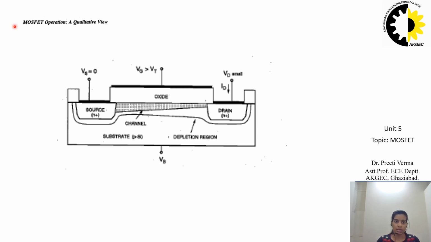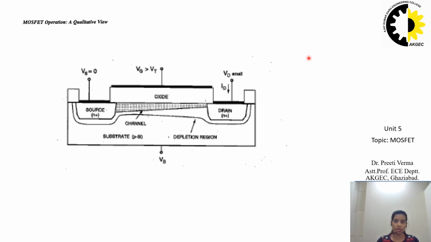Now we will see how the MOS will operate when we apply some external voltage. In the previous one we had applied gate voltage, but the source voltage and the drain voltage were kept at 0. So there was an inversion layer formation, but no flow of charge, so no current was flowing. Now in figure A you can see that at the drain terminal a positive voltage is applied. So what will be the effect of this positive voltage?